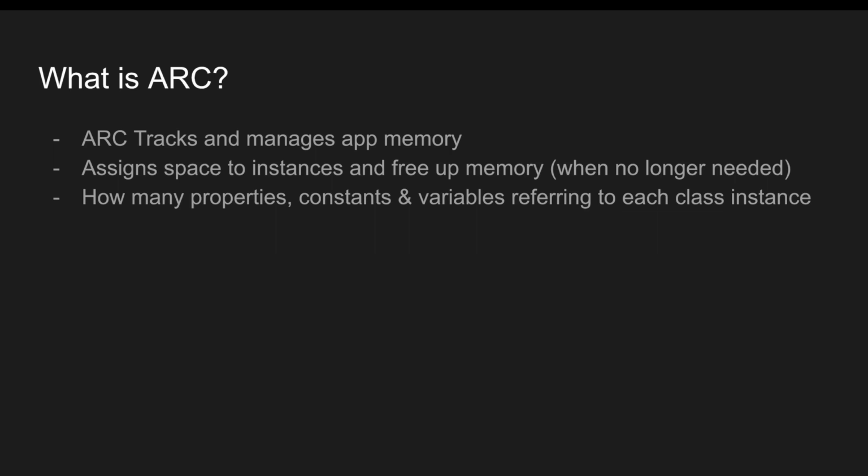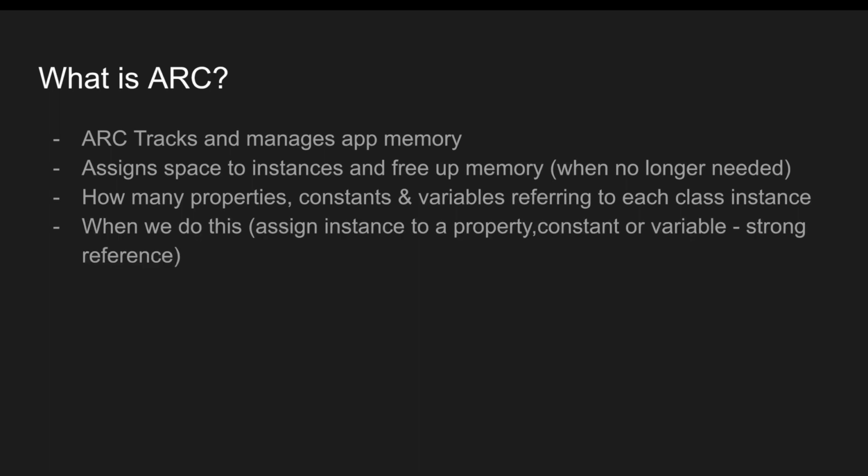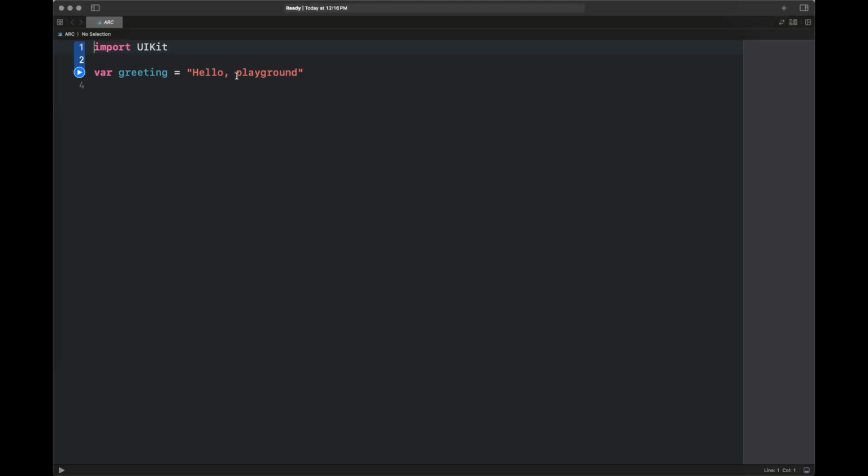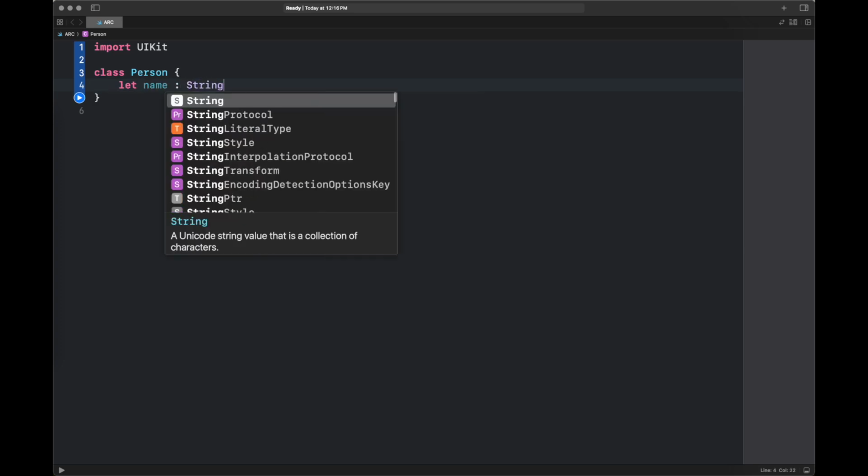ARC tracks how many properties, constants and variables are referring to each class instance, and if there is any strong reference to a class instance, it is not deinitialized or the space is not freed up. When we assign an instance to a property, constant or variable, it is a strong reference. You can see a few examples here: when we write these lines, we create implicit strong references, like an instance of a recipe, a constant from a recipe, or a property referring to an instance of a class.